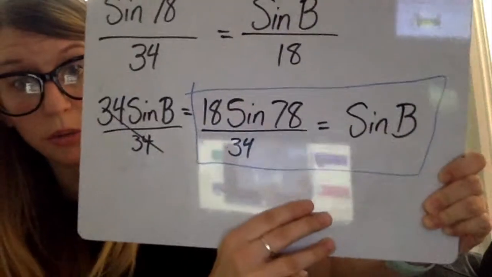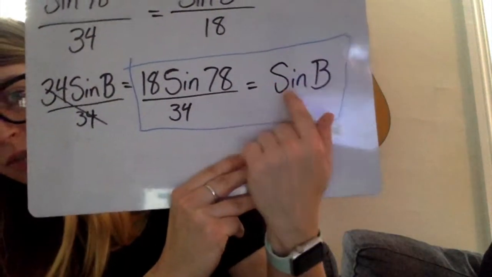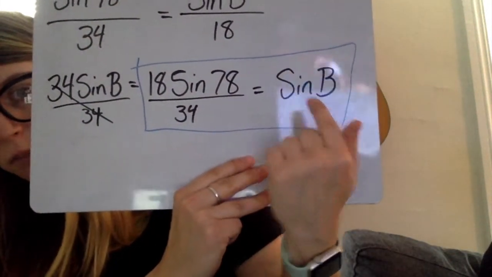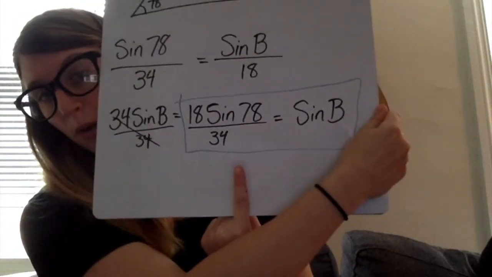You know what to do. You just don't know that you know what to do. So if I'm solving for B, I'm going to take the inverse sine of both sides. That's all you have to do. So in your calculator, you're going to get the value for this messy part here, 18 sine of 78 divided by 34, and then you just take the inverse sine.